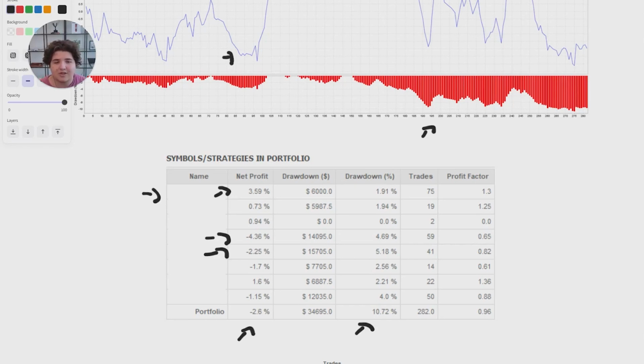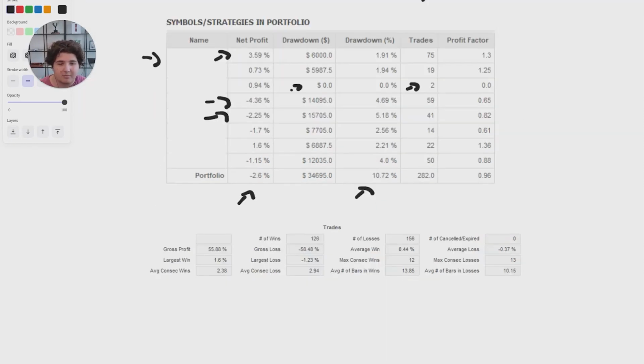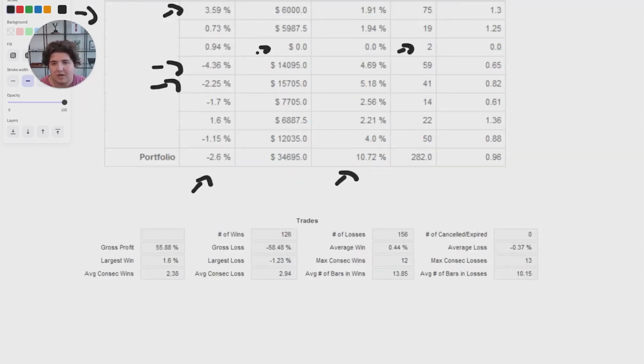Now, if you are wondering why there is a $0 drawdown on this particular one, it's because there are only two trades taken. It was a swing strategy. I made about 1%, and both trades were winners, so I didn't have any drawdown or anything like that. Now, to get a bit more detailed, we can see here the total amount of wins and losses for trades.